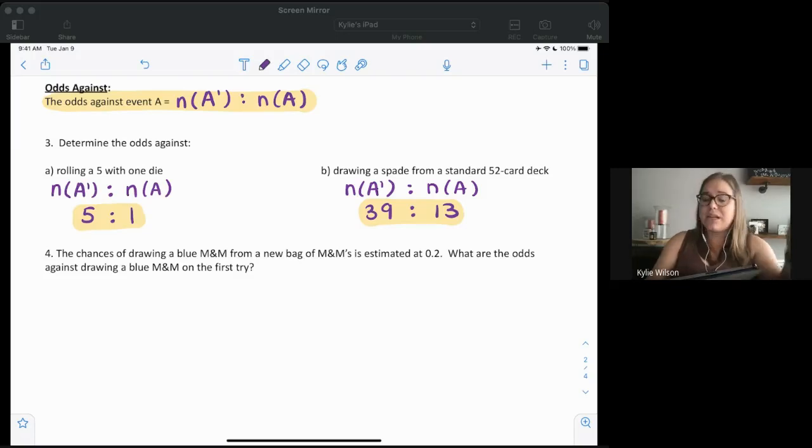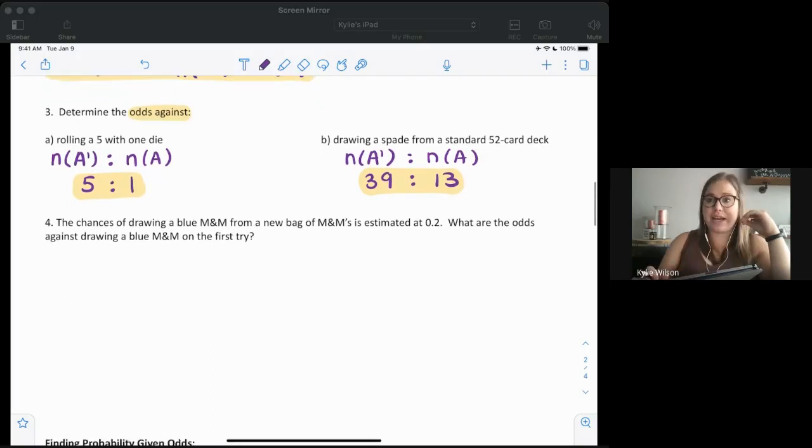That's all. So just be super careful when you're reading your questions that we're looking for the words odds against, things like that. We just want to be very, very careful.